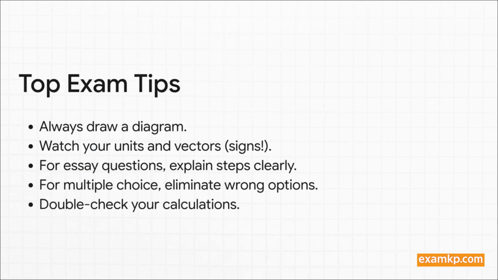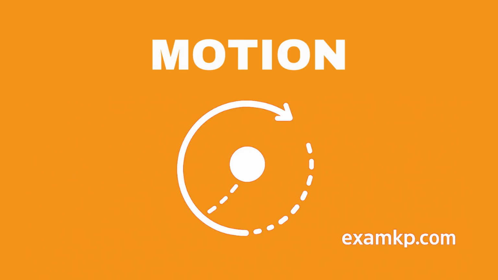And finally, just some pure exam strategy. Seriously, always draw a little diagram. It helps so much. Be paranoid about your units and your plus or minus signs. If you're writing an essay answer, show your steps. For multiple choice, knock out the obviously wrong answers first. And if you have time at the end, please double check your math. And that's a wrap. That is your guide to acing motion on your physics exams.